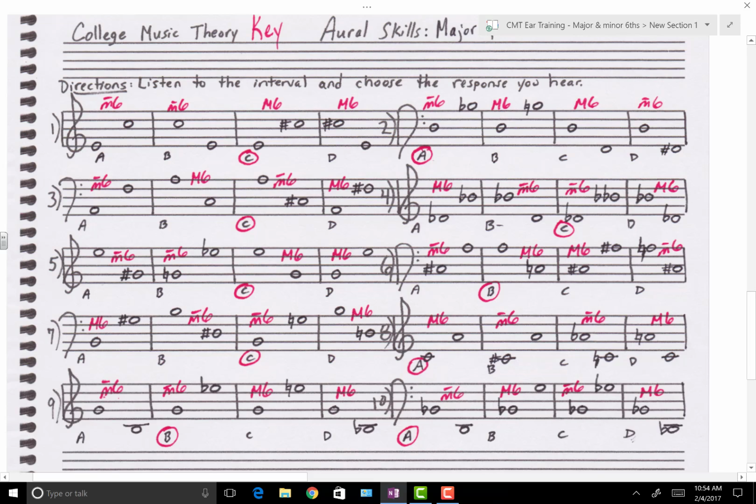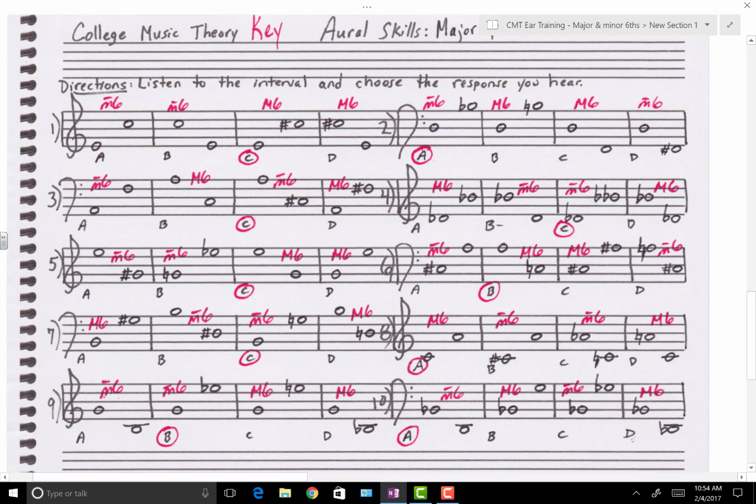So in other words, this will sound like Do up to La, or the opening to the NBC TV station song. Let's listen to the correct example. Here is a major 6th. This is 1C. The next best response would have been A, but A was a minor 6th ascending, which would be the entertainer, or Mi to Do. So that was 1A.